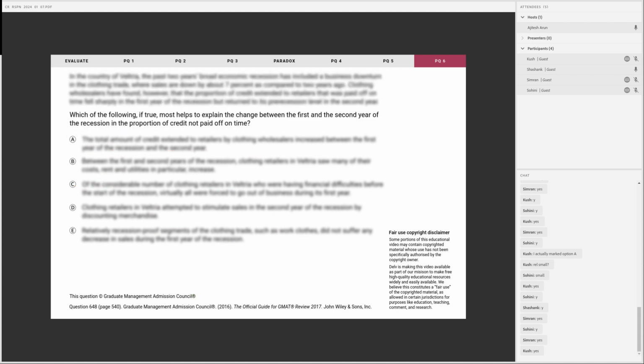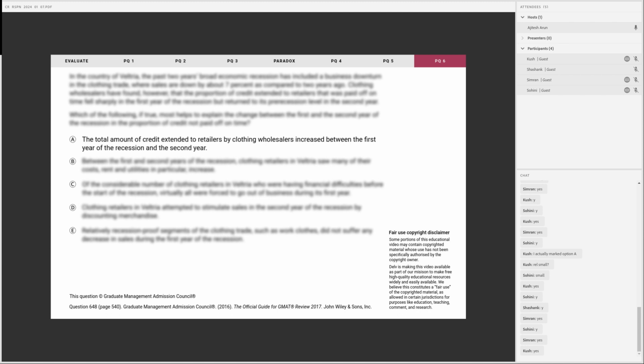Perfect. Okay, which of the following, if true, most helps to explain the change between the first and the second year of the recession in the proportion of credit not paid off on time? Let's go through these options one by one. A, the total amount of credit extended to retailers by clothing wholesalers increased between the first year of the recession and the second year. Now, the problem with this is that if the total amount of credit that wholesalers are giving to retailers has increased, that on its own does not tell us why the proportion has bounced back.